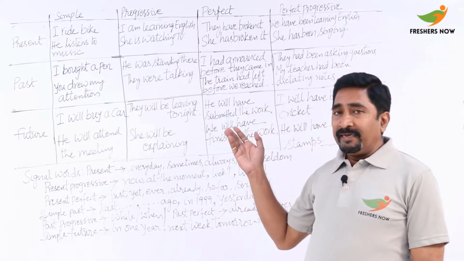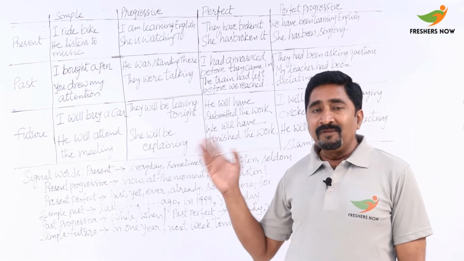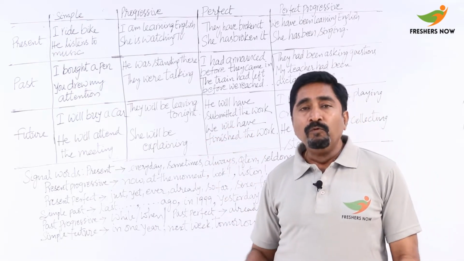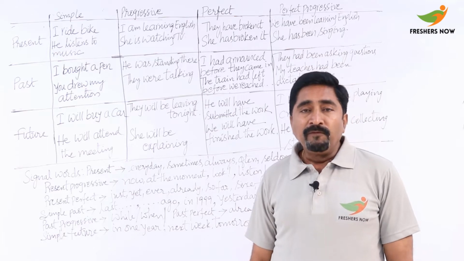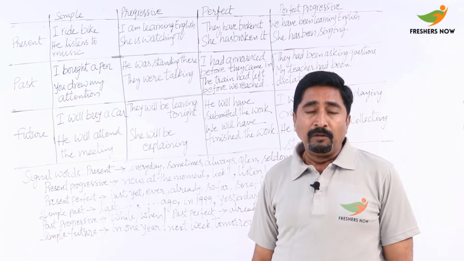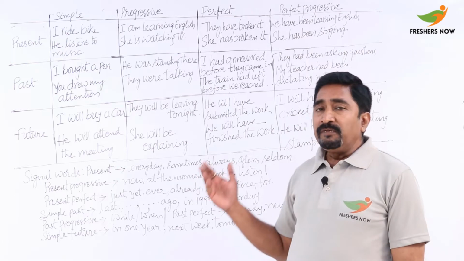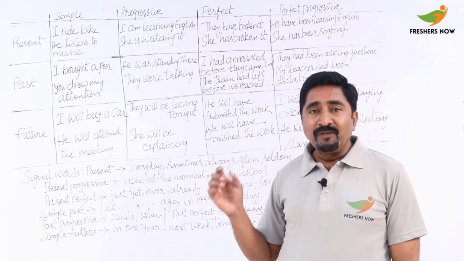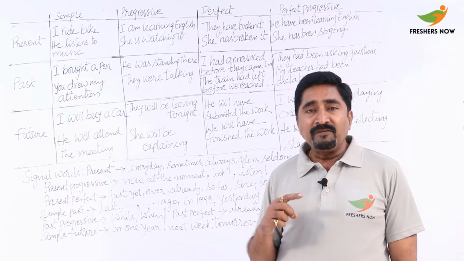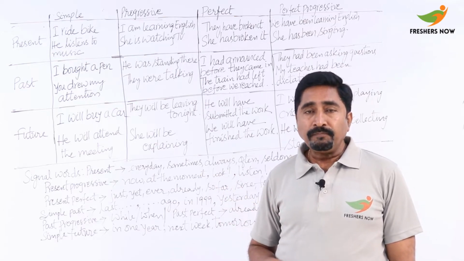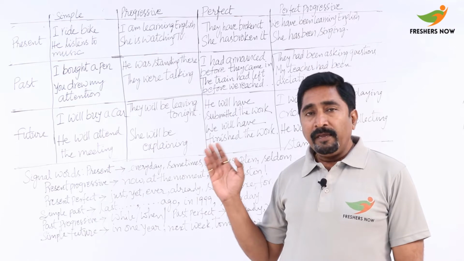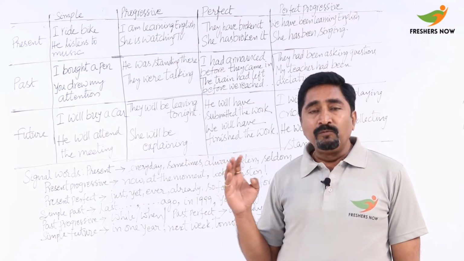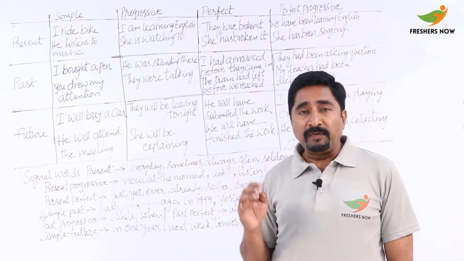Now, a tense denotes the time in the form of a verb. It might be in the form of a helping verb as well. Now let us see that it is basically divided into three: present, past and future. And each of these tenses is divided into four aspects.